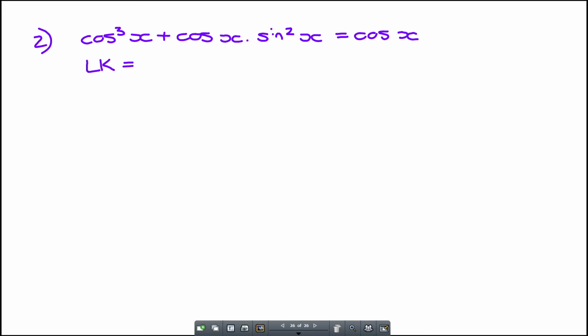If I look at the right-hand side, can you see it only has cos x? So the first thing that I actually want to change here is that sin squared x. So I'm going to keep cos to the power 3x, cos to the power 3x plus cos x, and that I'm going to change to 1 minus cos squared x. Okay, which means that now I've got to go and multiply in.